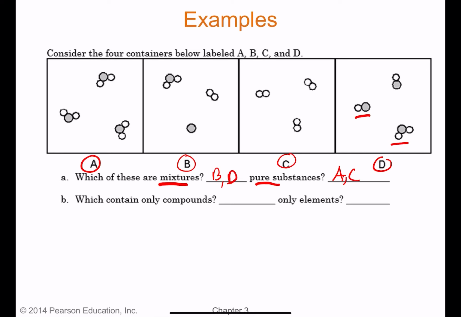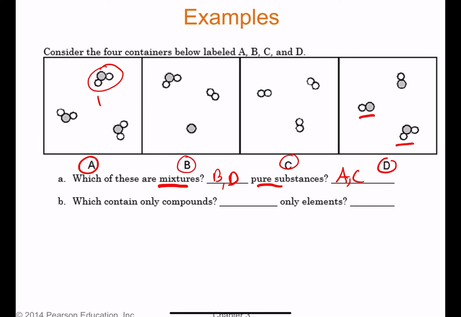And then this particle, hopefully you might recognize what that's trying to look like from the slides, but it looks like it's trying to be the water molecule, H2O. Okay, which one contains only compounds? So in box A, I'd say this is only a compound because these circles got gray and white, so I'll put A. And then we can't say B contains only compounds because that looks like it's an element.